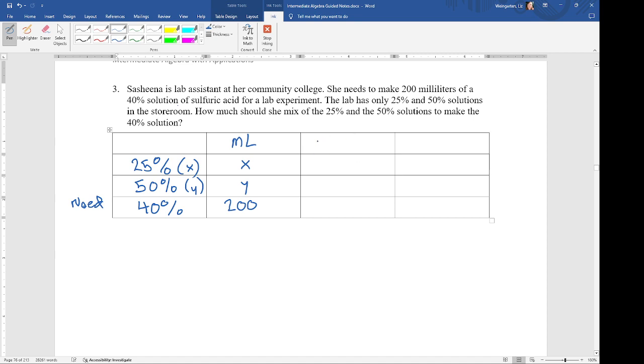Here we have the value, and that is the value of the solution. How much acid is in the solution. We're going to write these as decimals. So a percent is a decimal, you just have to divide it by 100. So our value for the 25% solution is 0.25. Value for the 50% solution is 0.5. The value for the 40% solution is 0.4.